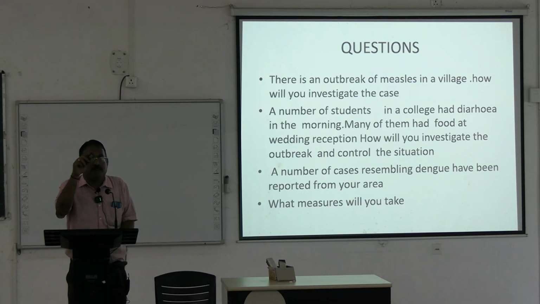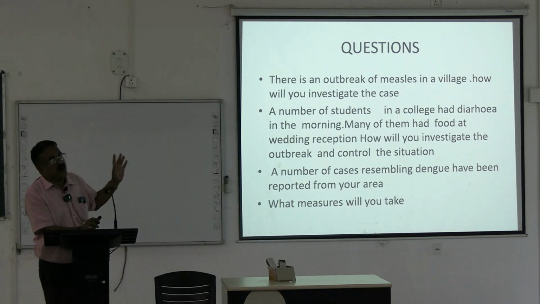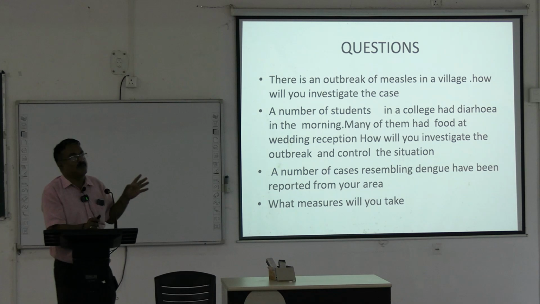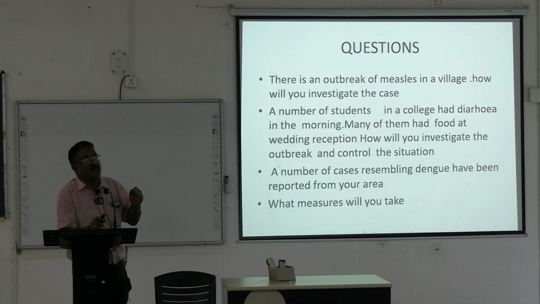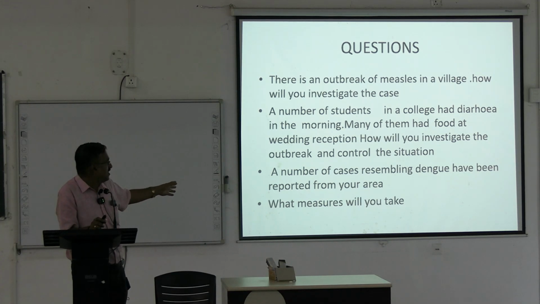Then make a list of priorities. Then assess what all resources you have, how much manpower you have, medicines for it, etc. Then how will you go about it? You set up objectives. Then you formulate a plan, implement the plan, monitor it, and evaluate it. Okay, so these are the common questions that are asked.